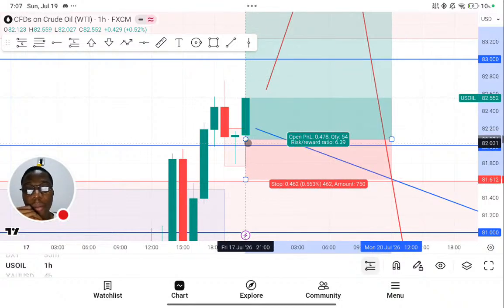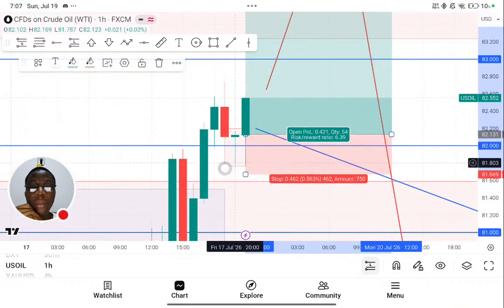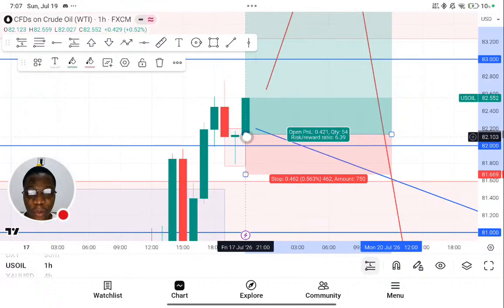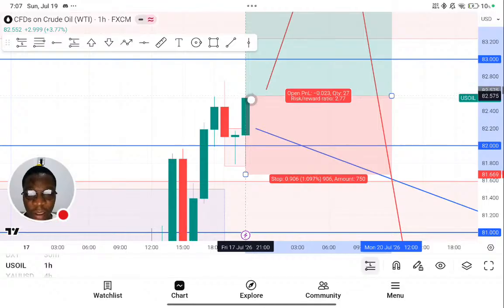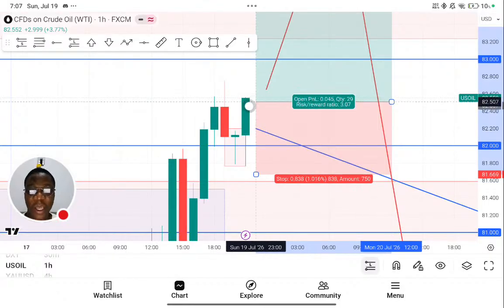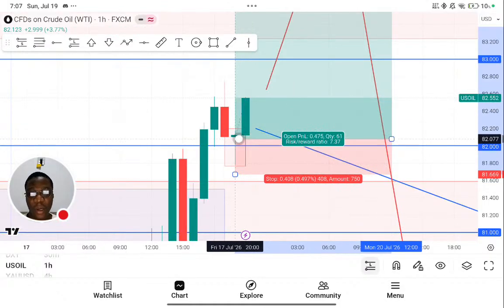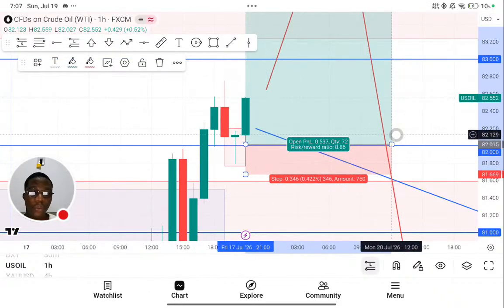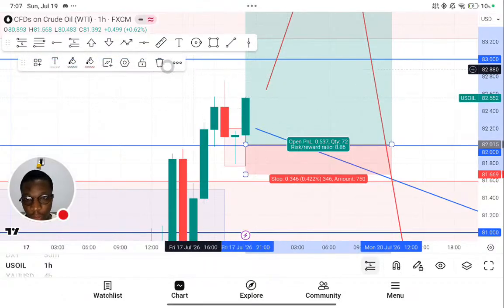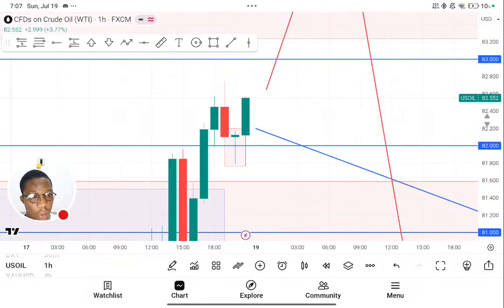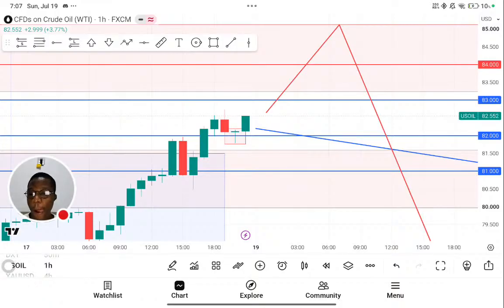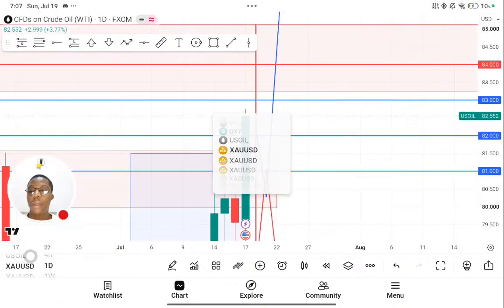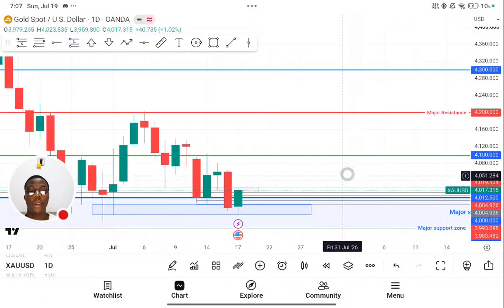I would have been risking few pips, but people will be waiting for the bullish engulfing, and most people will be getting their entries here while we are here. That's the advantage of it. It gives you early entries and gives you good risk to reward. So on US oil we are bullish. Then we move on to our next asset, gold.